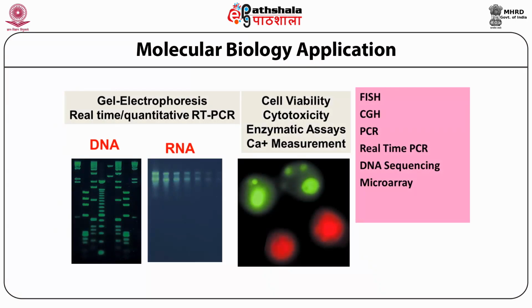We try to show the molecular biology applications of FRET, like gel electrophoresis and real-time PCR. You can see here the bands of DNA and RNA are only observed if they bind to the fluorophores. And cell viability, cell cytotoxicity assay, enzyme assay, calcium measurement, all these are major applications of fluorescence. Apart from that, other techniques based on fluorescence are FISH, CGH, PCR, real-time PCR, DNA sequencing, and microarray.